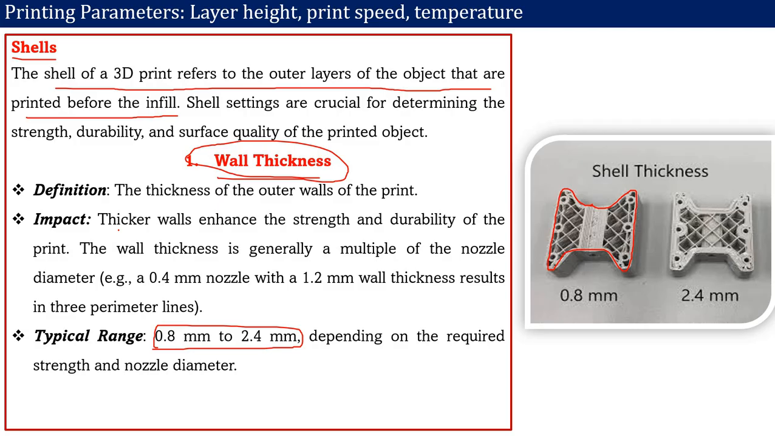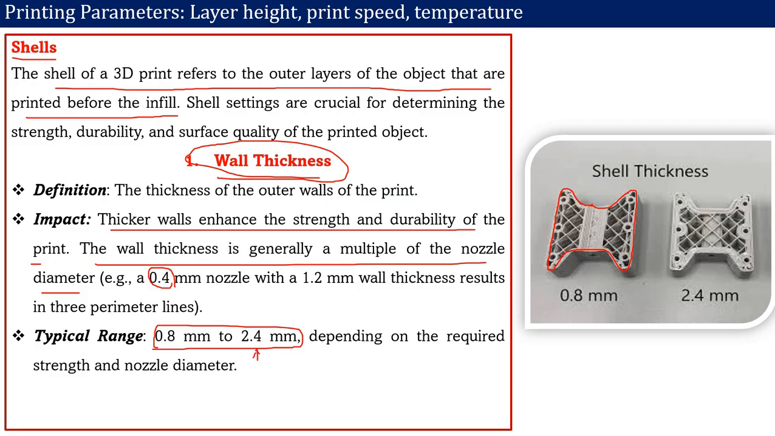Now what is the significance of this? Thicker walls enhance the strength and durability of the print. The wall thickness is generally a multiple of the nozzle diameter. Our nozzle has a diameter of 0.4 mm, so it comes in multiples of that: 0.4, 0.8, 1.2, something like this. It goes up to 2.4.